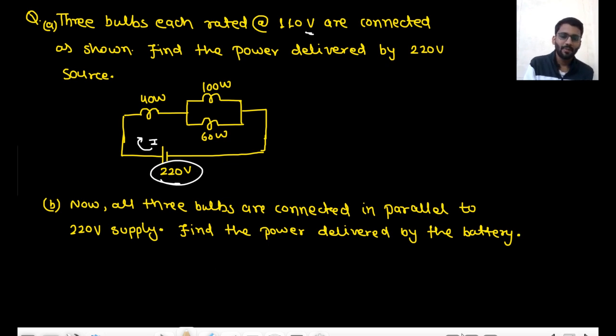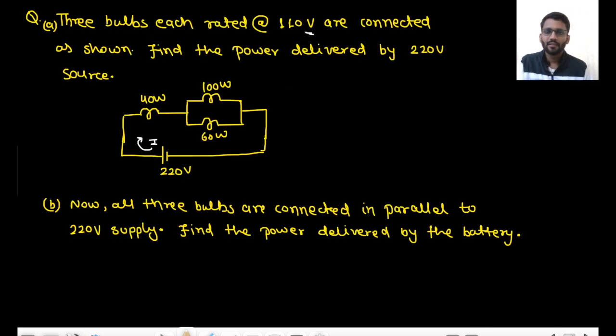So I can replace my 40 watt bulb, my 100 watt bulb, and my 60 watt bulb with their equivalent resistance. And what is the value of resistance? So resistance for 40 watt bulb, what will be the value? V square by P, right? P is equal to V square by R, so it will be V square by P, so V rated square by P.